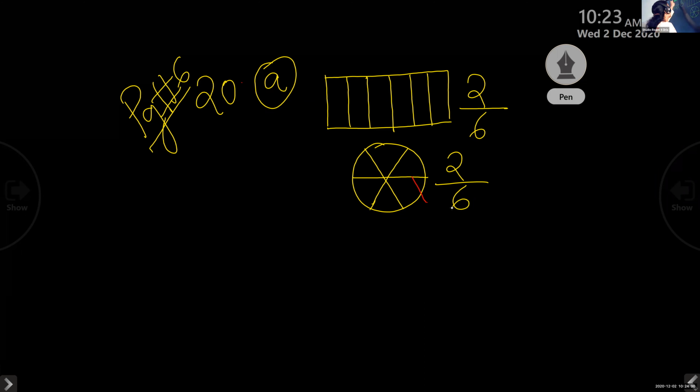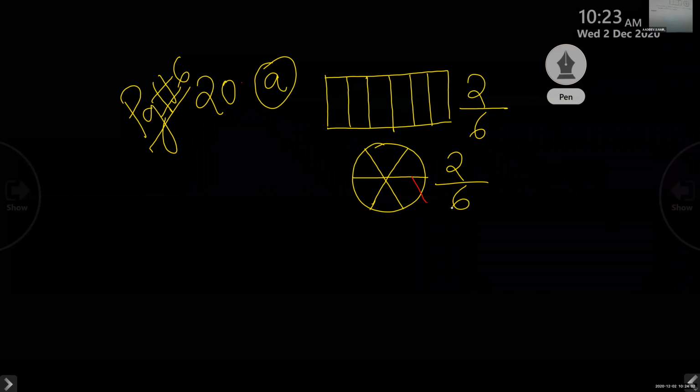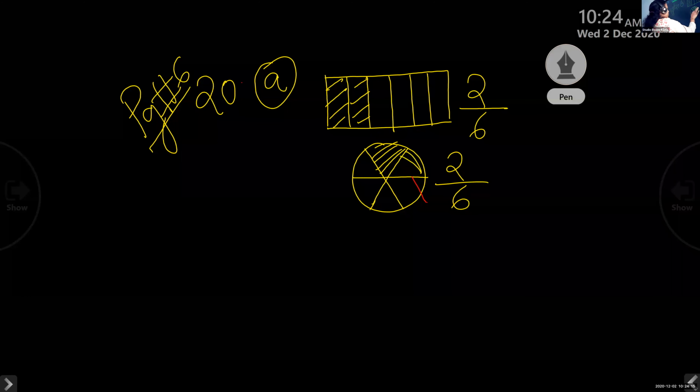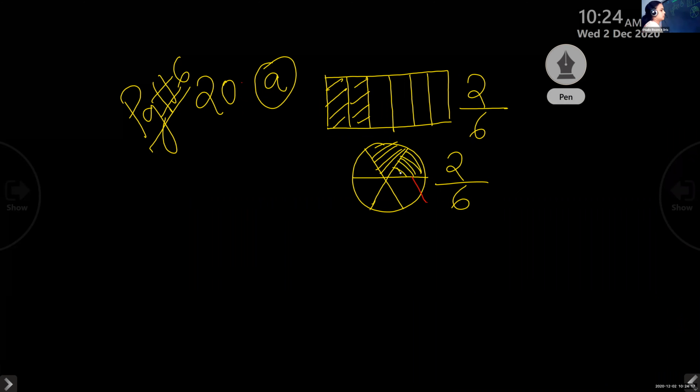Ma'am, I drew a different way. Okay. So, children, you have to shade how many parts? 2 parts out of 6. 1 part, 2 parts. Very easy ones. But when you divide, remember that all the pieces should be equal only. So what we have done, children, we can write it here.